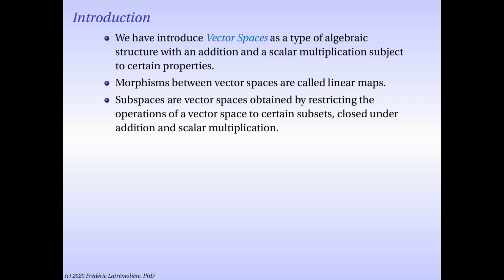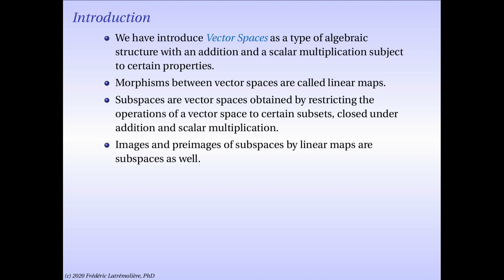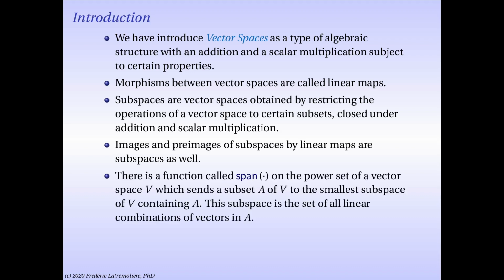Subspaces are vector spaces obtained by restricting the operations of a vector space to certain subsets that are closed under addition and scalar multiplication. Images and pre-images of subspaces by linear maps are subspaces as well. There is a function called span on the power set of a vector space V, which sends a subset A of V to the smallest subspace of V containing A. This subspace is the set of all linear combinations of vectors in A.